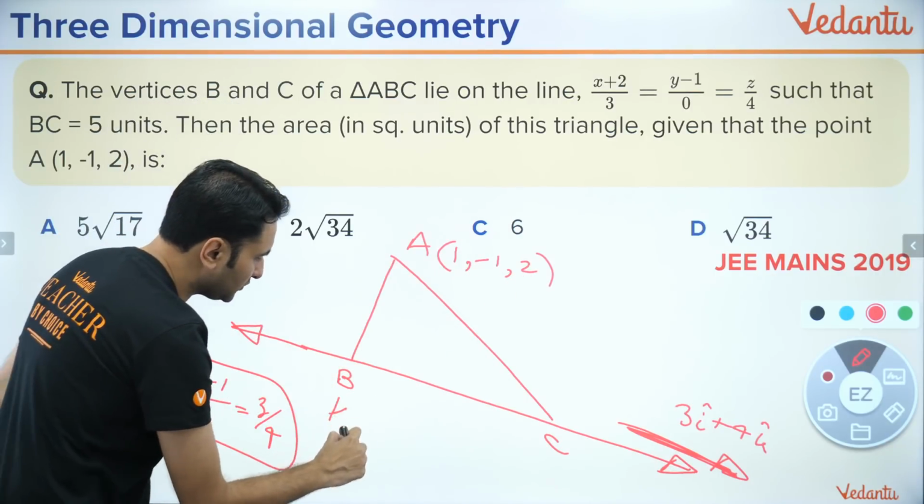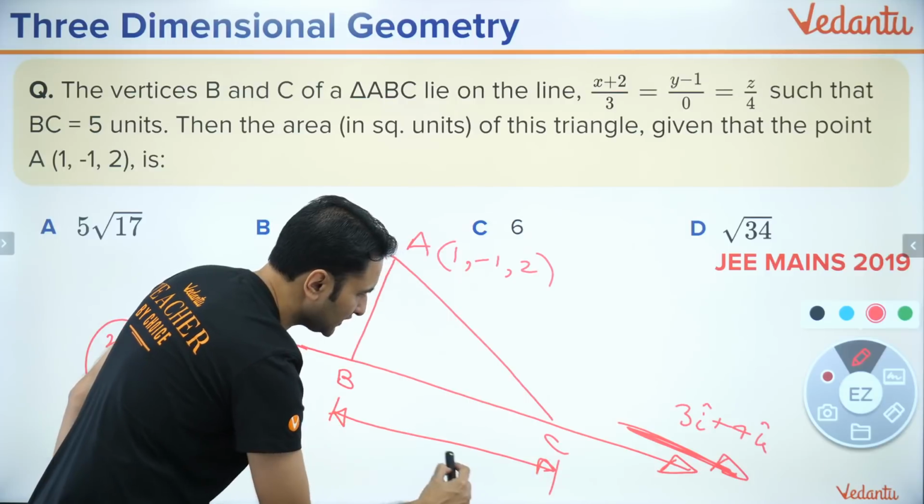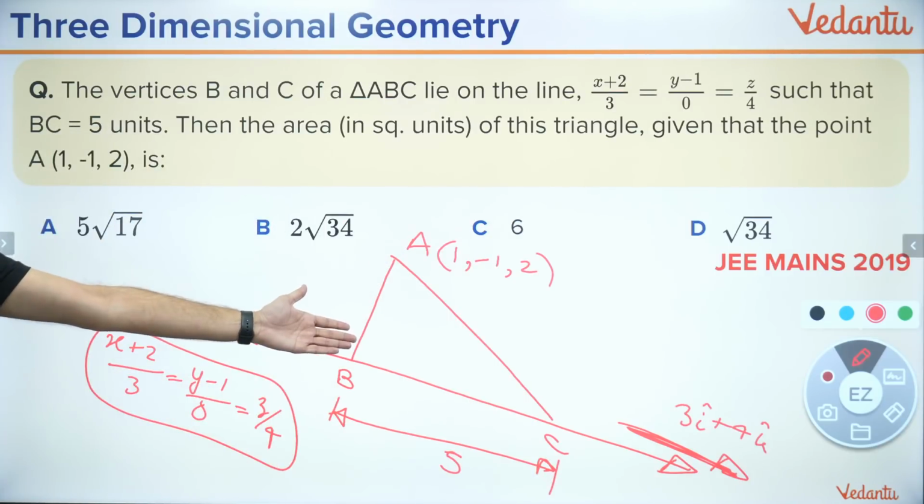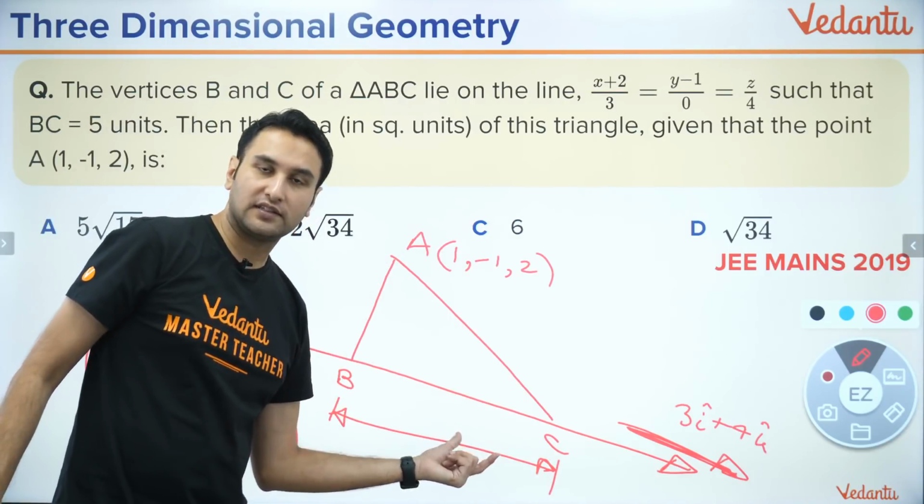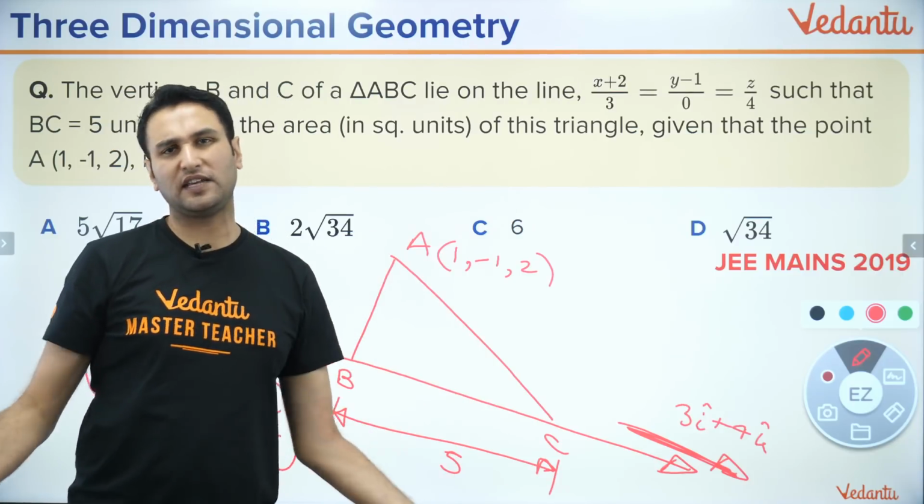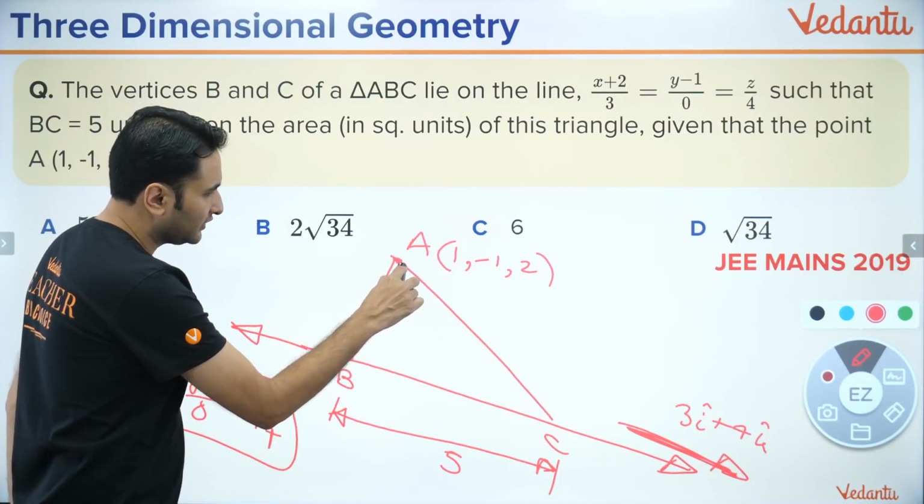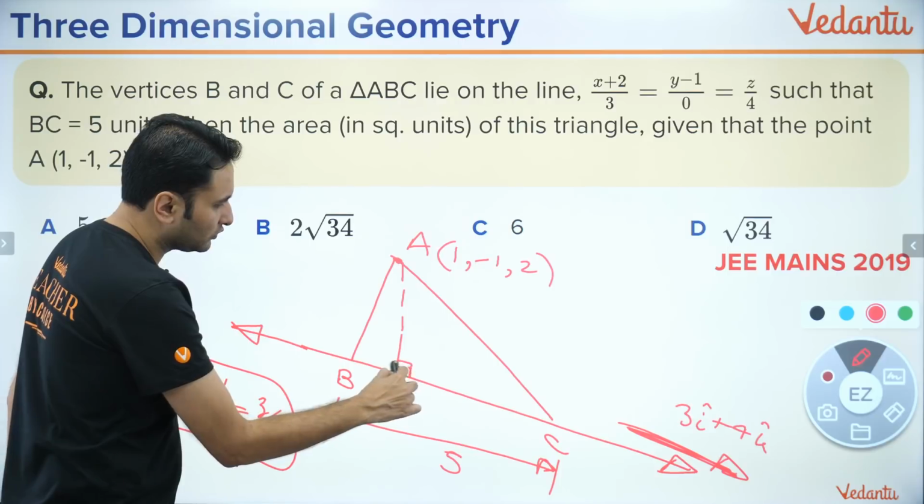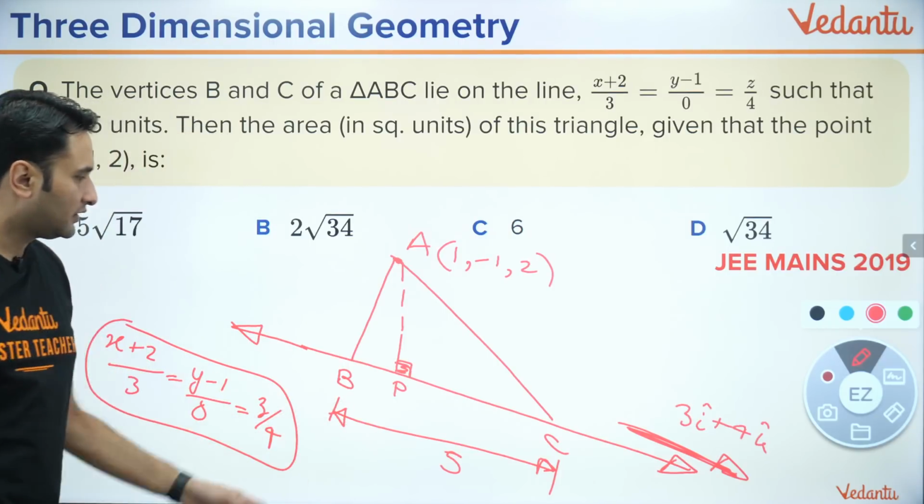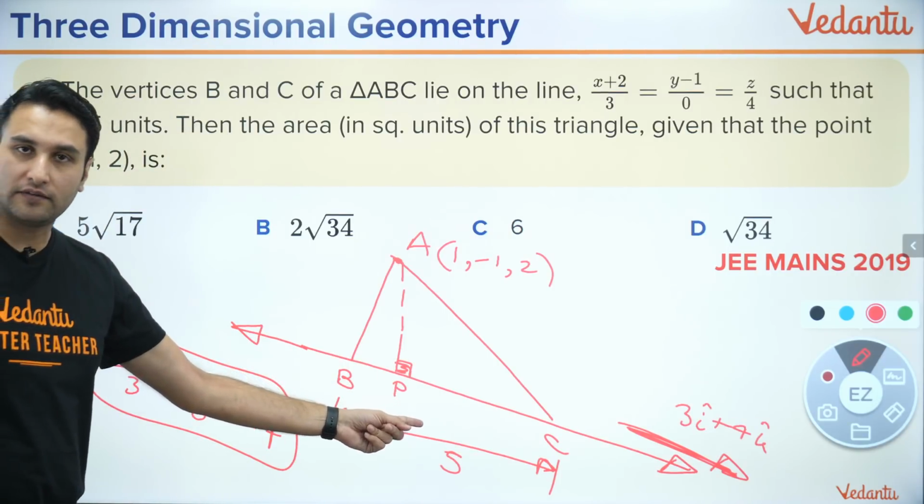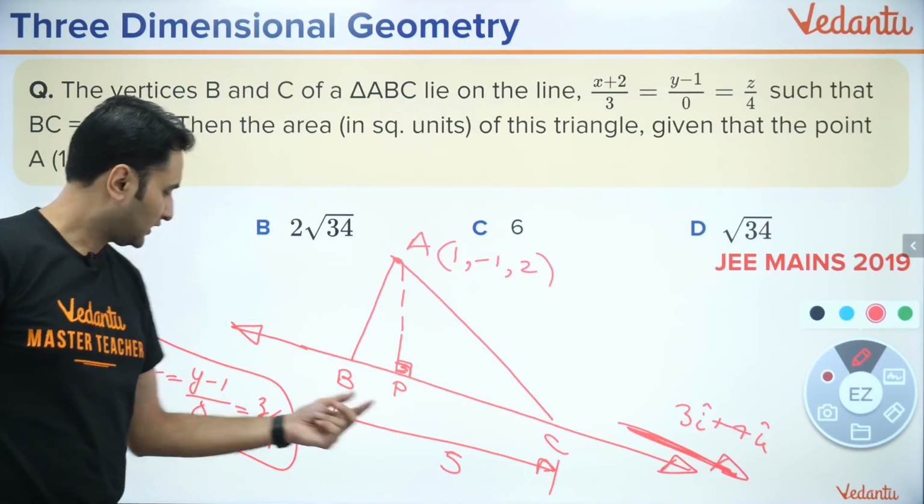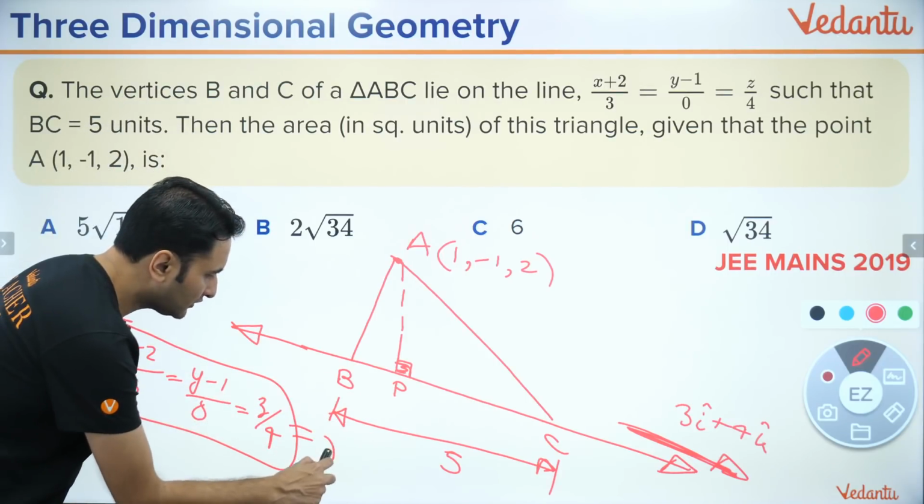I know the distance BC. I know the distance BC is 5. आपको एरिया चाहिए. So basically I know the base. You need the altitude. अरे सेम प्रॉब्लम. ये पॉइंट पता है, यहाँ से एक परपेंडिकुलर ड्रॉप करो. Say this point is P. Can you find out the point P? Yes, you can. Write it in terms of lambda.